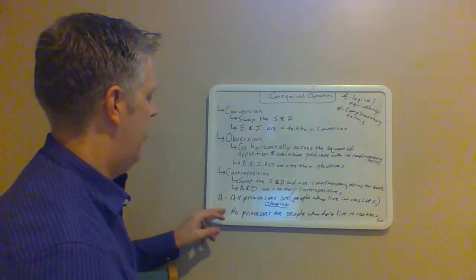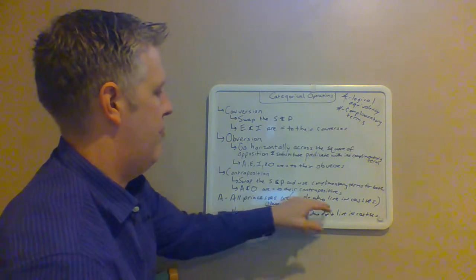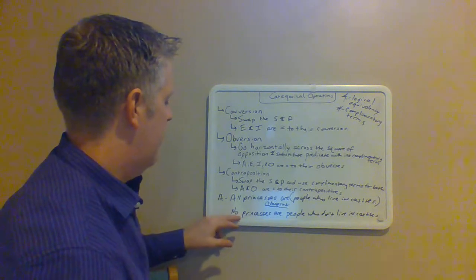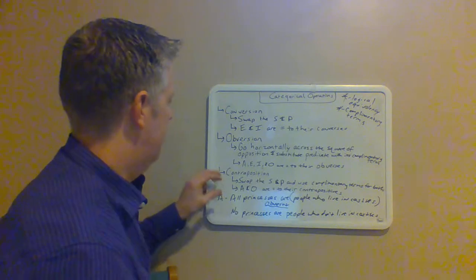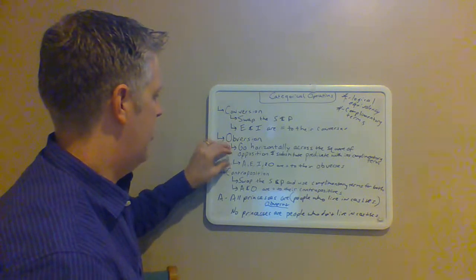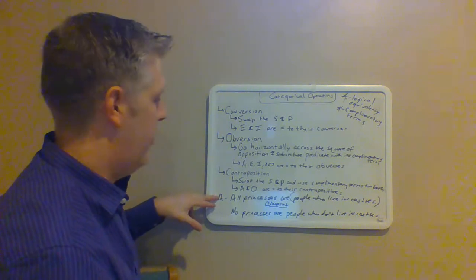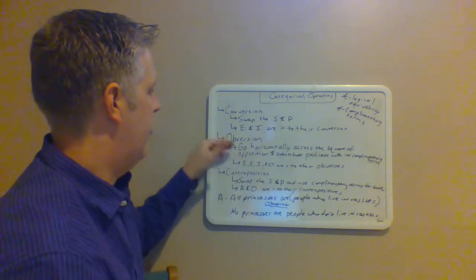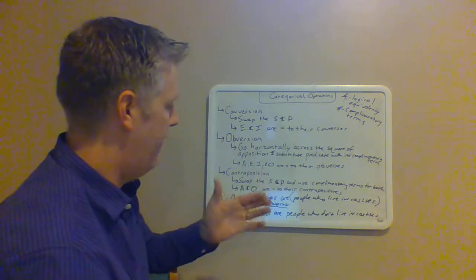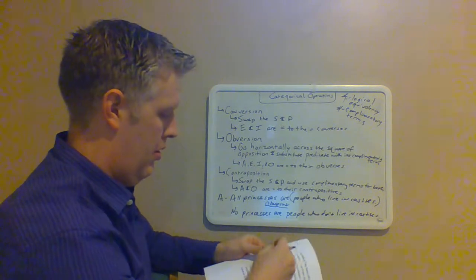Okay, and that is logically equivalent, right? So if it's true that all princesses are people who live in castles, it's also going to be true that no princesses are people who don't live in castles. Okay, and you'll recall with obversion, it doesn't matter what standard form claim we start with, it's always going to be equivalent to its obvert, whatever results after we perform the operation of obversion.